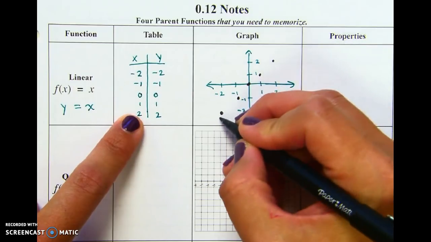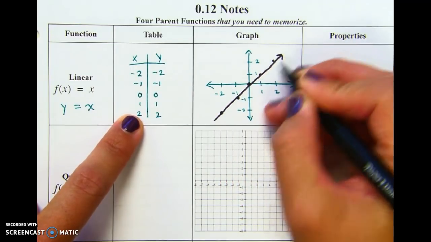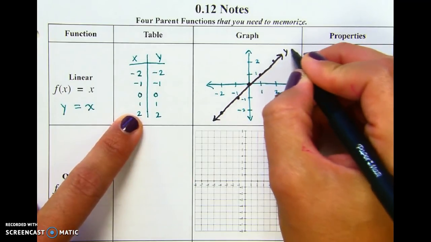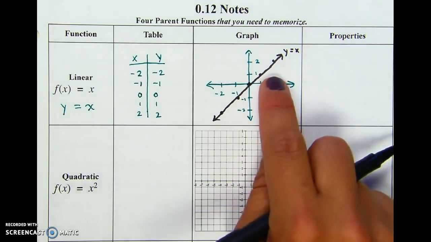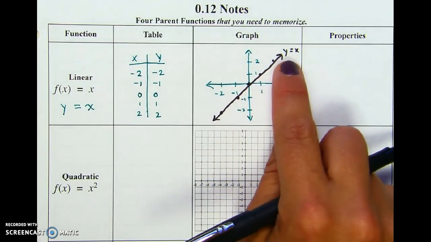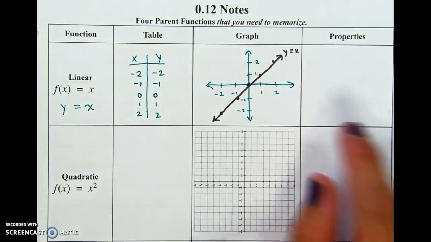Do you remember this line? So this is called the parent graph. It's also called an identity graph. But the line y equals x, it has a y-intercept of 0 and a slope of 1. And here are the properties.